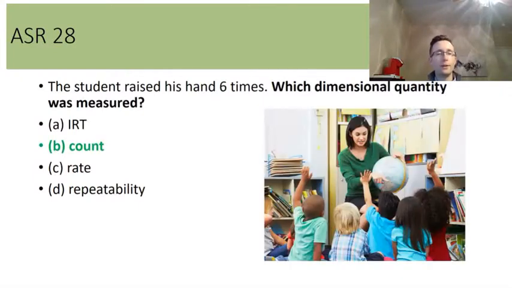I'll close the poll, and the answer here is B, count. It's not rate because the passage of time isn't referenced here. They're not saying that he raised his hand 6 times per minute. It's just 6 times. It's not repeatability because that's a fundamental property. So the dimensional quantity that was measured is actually count or countability.